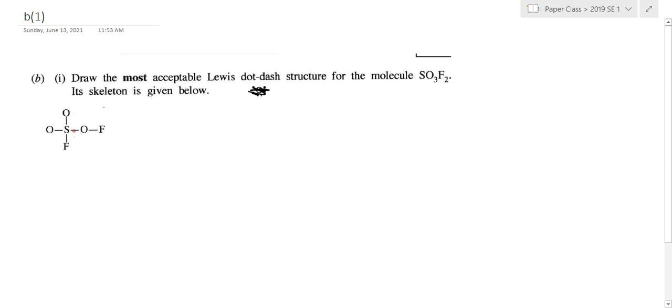I told you that in the past decade, only one or two times have they asked to draw the resonance structures for these kinds of third period elements. I will draw some resonance structures for this also, although they have not asked.